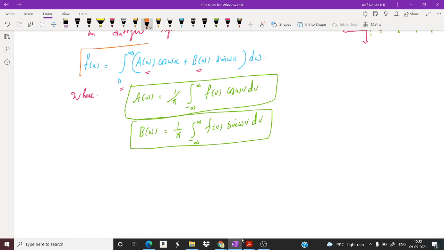So this is called the Fourier integral representation of a function. So instead of a n, here a of omega, instead of b n, b of omega. And remember one thing, for f of x it is 0 to infinity, and for a of omega we consider minus infinity to infinity. So this is called the Fourier integral.